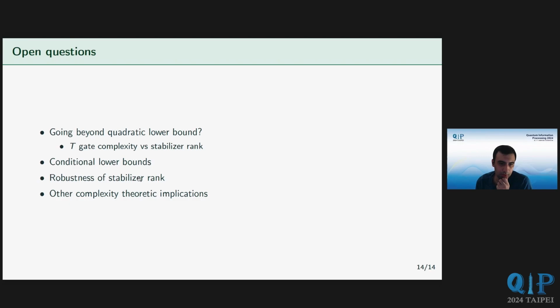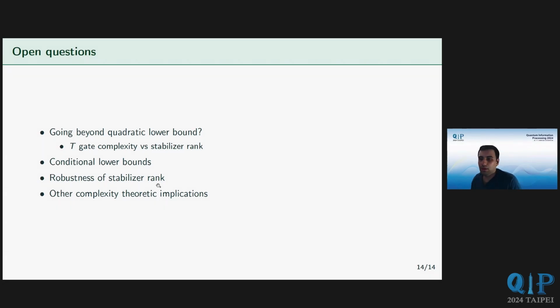The third direction is the robustness of the stabilizer rank, and how much the stabilizer rank depends on the approximation parameter. Right now, the best lower bounds we have for exact and approximate are the same, and we believe that for exact rank, the lower bound should be more powerful. So can we improve the lower bound for exact rank using some robustness of the stabilizer rank?